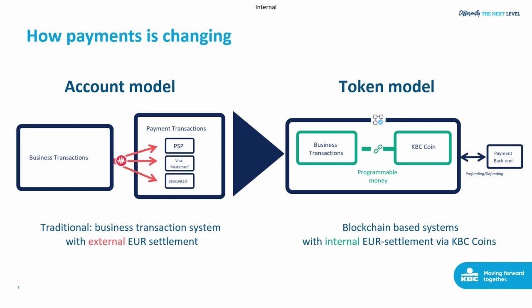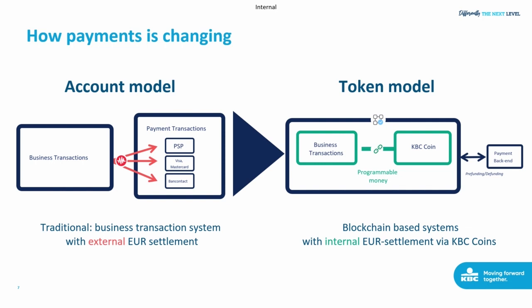Now, if we look at the differences, with traditional payments we work on an account model where we have external links for creating the payment. You have a business transaction on the one hand and you have a payment transaction on the other hand, so you create two transactions which you have to reconcile, of course, at the end of every transaction.